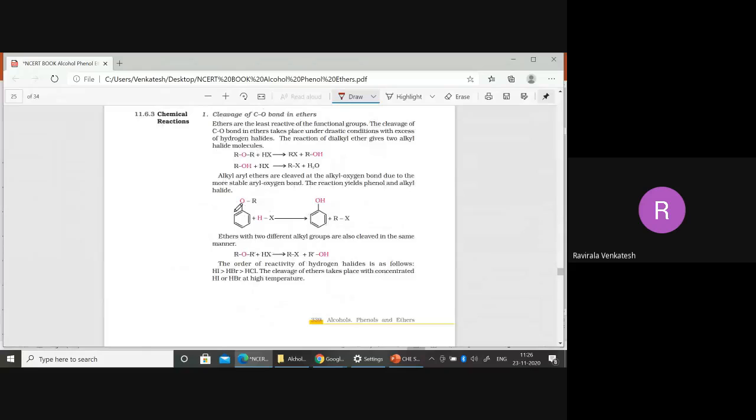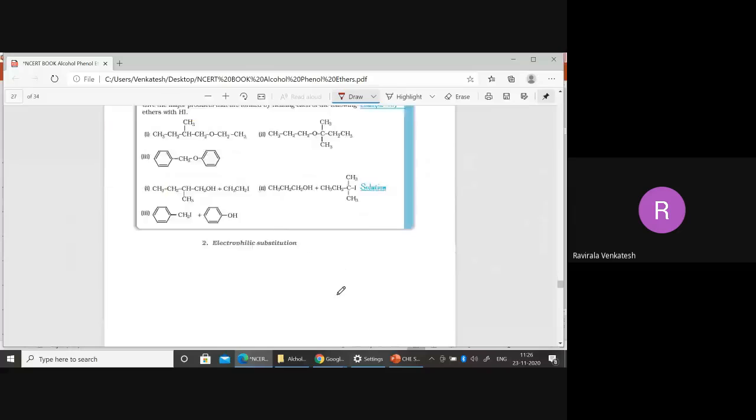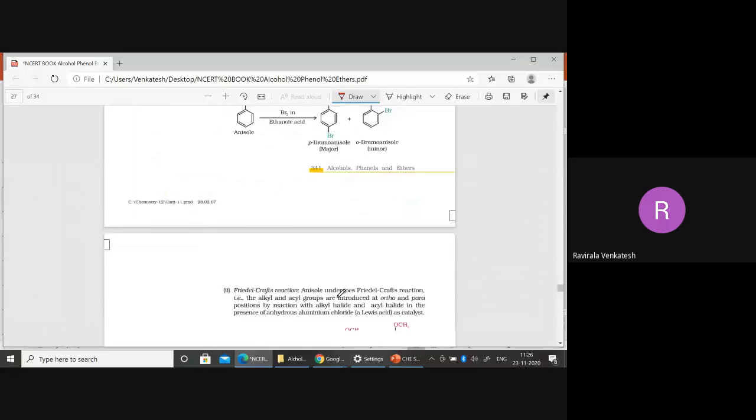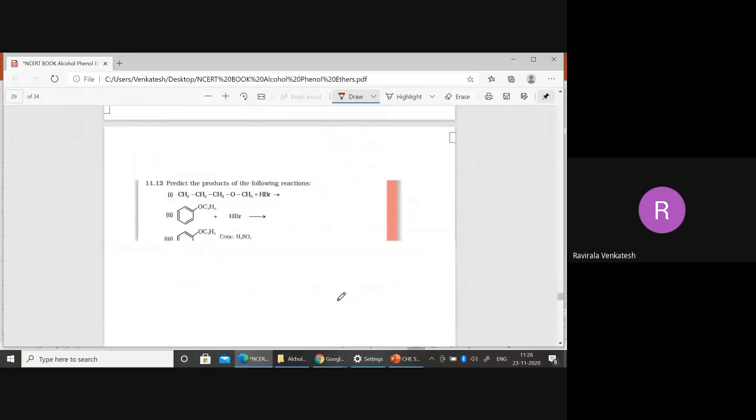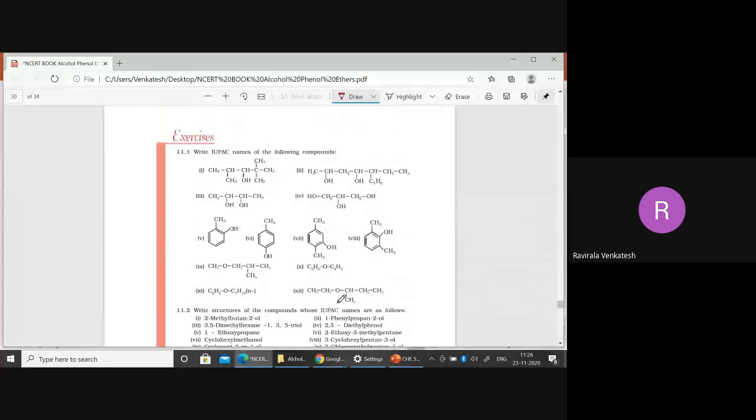Now the cleavage of the C-O bond in ether, this is the last thing. Here I will discuss only the products. After that, tomorrow I will see the mechanisms. Now, before that, try to complete the nomenclature.